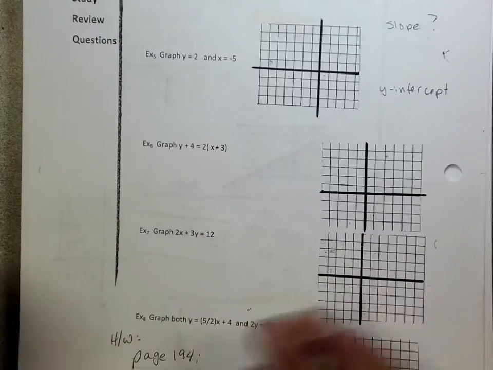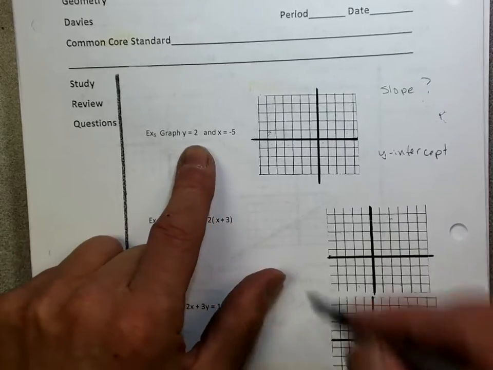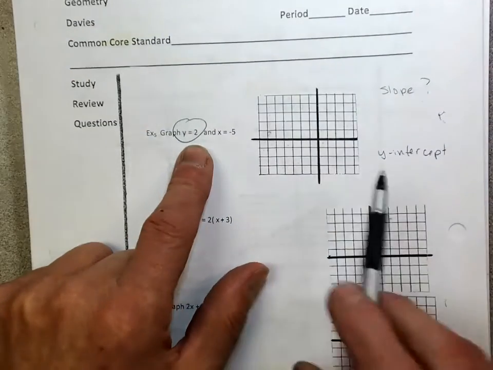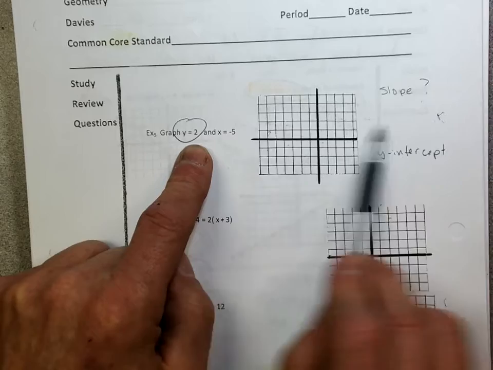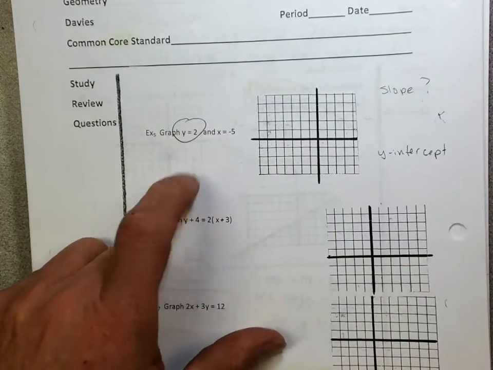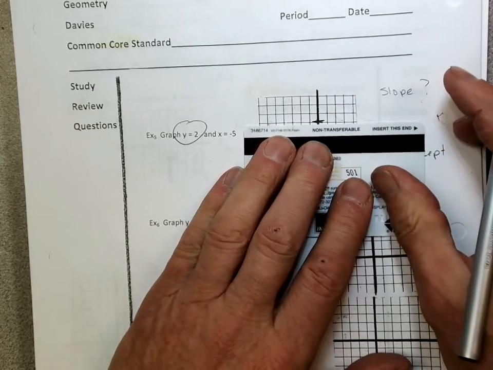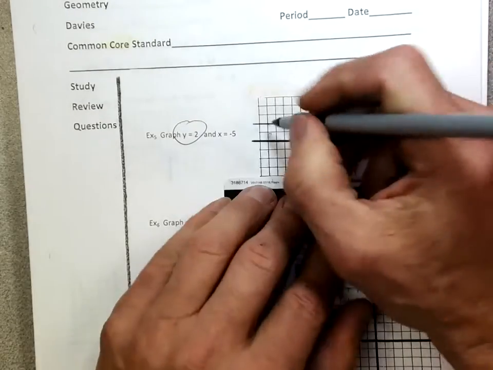There we go. Okay, example 5. Graph y equals 2. Well, we've learned that if you're going to graph y equals, it's going to be a horizontal line, okay? Because it really has a 0x. So we go up to 2, and we graph a line straight across at 2. Okay, that's the y equals 2.